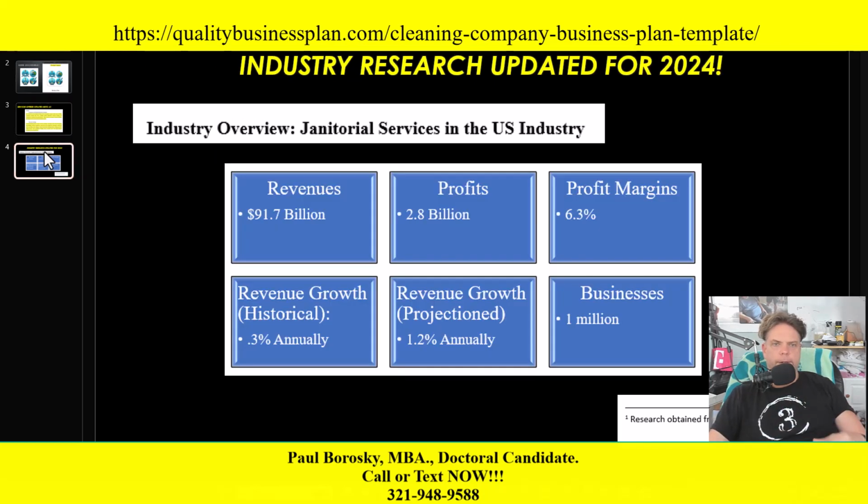A final update that I made is, any business plan that's worth its salt is going to have updated industry research. So I went to the company that I use for the industry research, IBISWorld, and I obtained their janitorial services report. From that report, I extrapolated important information and updated the business plan template. So now the cleaning company business plan template has up-to-date industry research for 2024. Some of the segments that I updated were revenues, profits, profit margins, revenue growth, historical as well as projected, and number of businesses. Hopefully this information is going to be helpful. Let's wrap it up and sum it up.